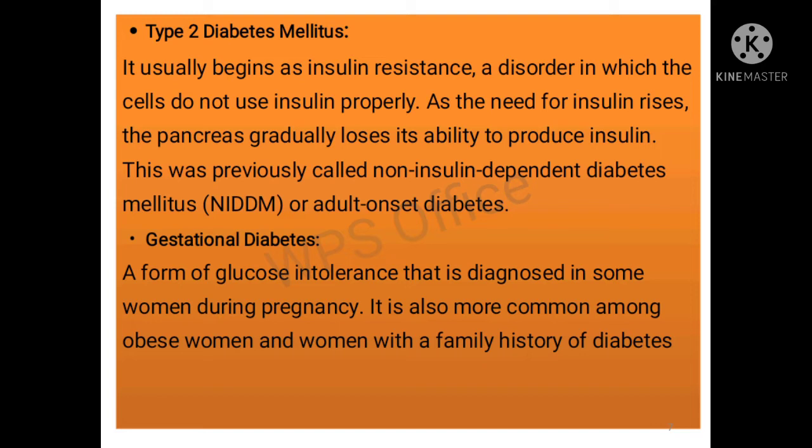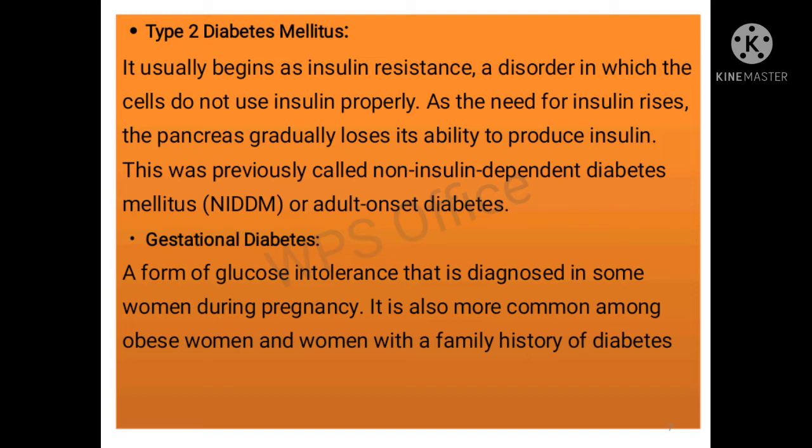The first, type 1, is the insulin dependent, early onset, or juvenile onset type, which may occur in childhood. Type 2 diabetes mellitus occurs in adults, also known as adult onset diabetes or non-insulin dependent diabetes mellitus.